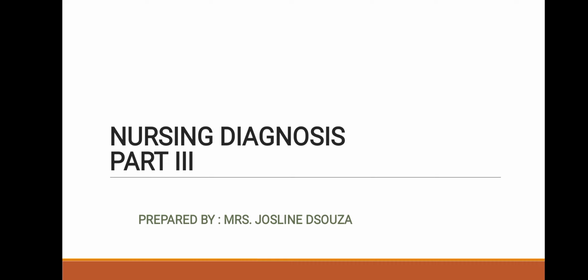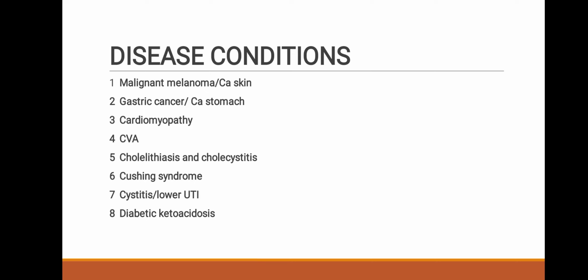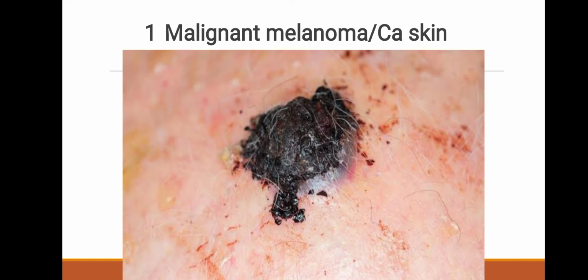Diagnosis. Part 3. Disease conditions. 1. Malignant melanoma, CA skin. 2. Gastric cancer, CA stomach. 3. Cardiomyopathy. 4. CVA. 5. Cholelithiasis and cholecystitis. 6. Cushing syndrome. 7. Cystitis, lower UTI. 8. Diabetic ketoacidosis.